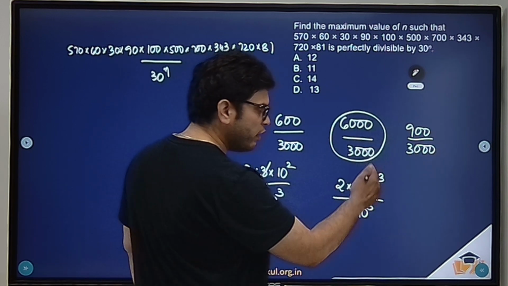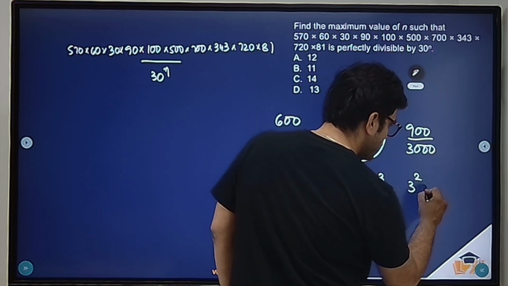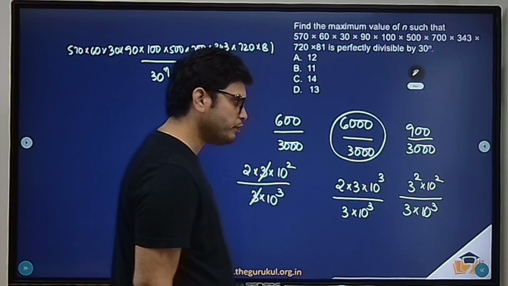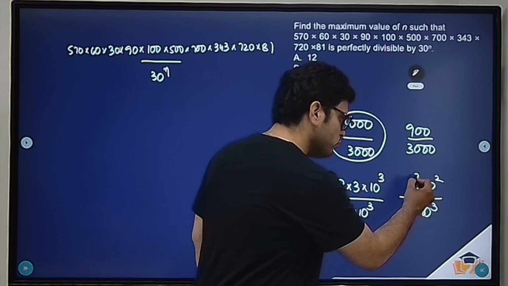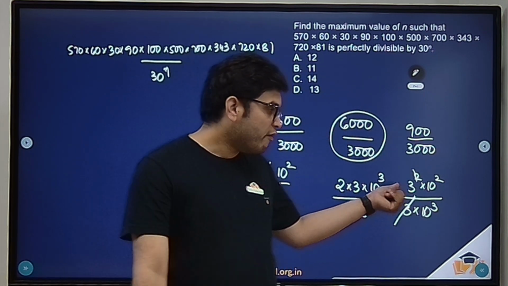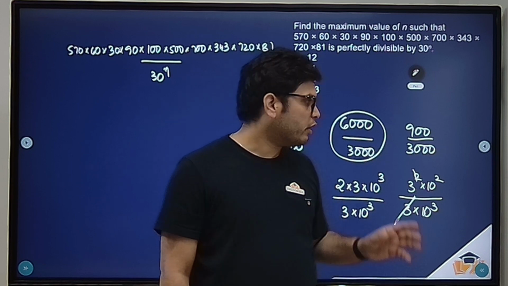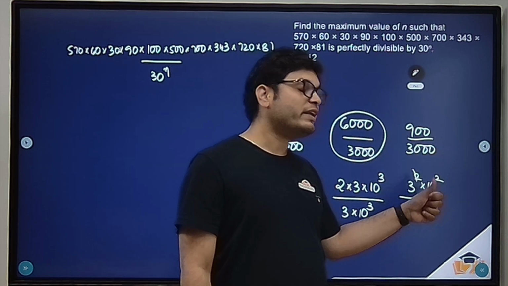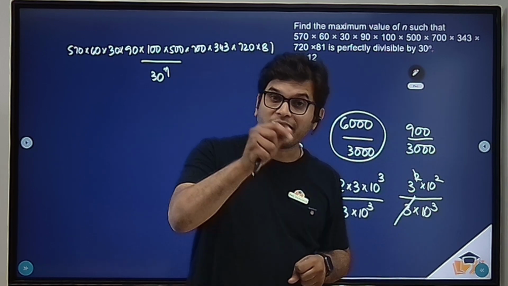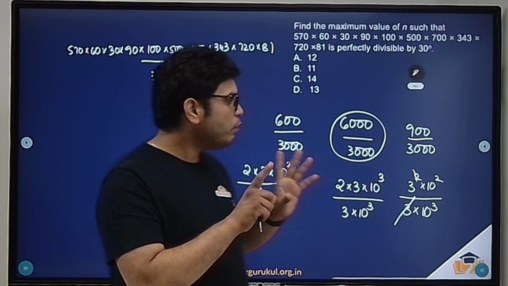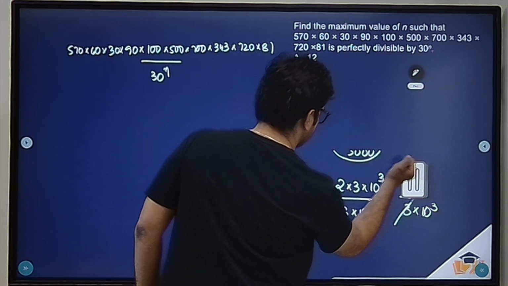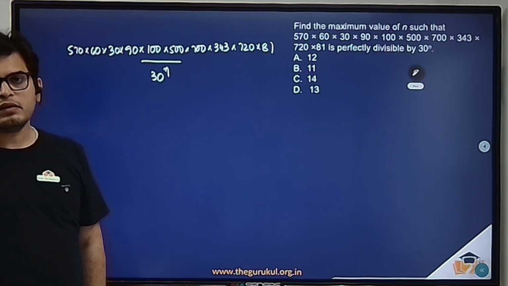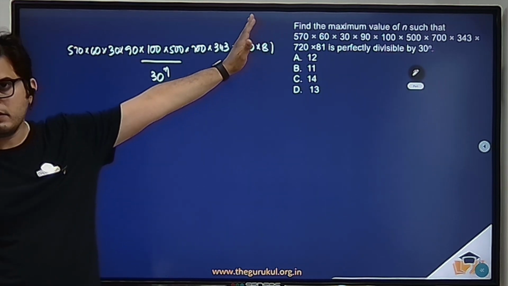Now similarly 900 by 3000. So I can write this as 3 square into 10 square, and here 3 into 10 cube. Now I can cancel this. The power of 3 in the numerator is greater than the power of 3 in the denominator. But the critical case here is the power of 10. So you have 10 power 2 in the numerator, whereas you have 10 cube in the denominator. So that's the reason 900 is not exactly divisible by 3000. Same logic can be applied here as well. Now let's find the highest powers of 3 and highest powers of 10 in the product of all these terms in the numerator.